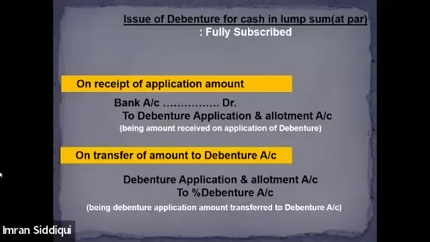Now you can note this down. If issue of debentures has been made for cash on lump sum basis and it has been fully subscribed, then in that situation, on receipt of application amount, bank account debit to debenture application allotment. On transfer of amount to debenture account, it will be debenture application and allotment account to percentage debenture account. Whatever the percentage of debenture will be, we'll write that. Please note this down quickly so that we can move to the next slide.